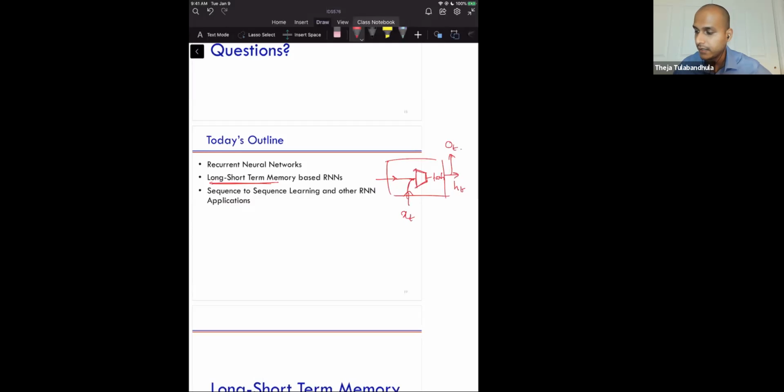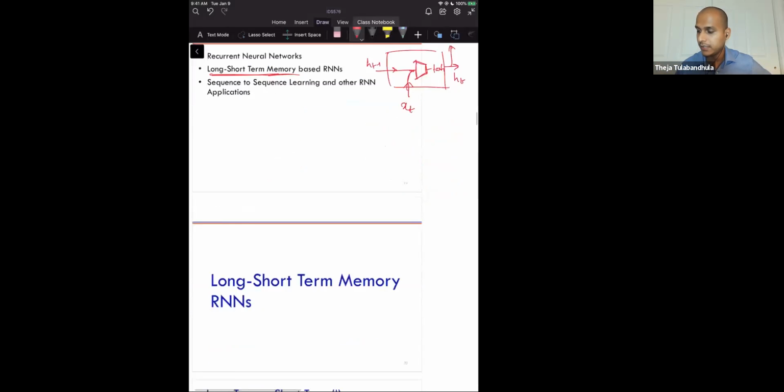So X_t, this is h_{t-1}. This is an example of an RNN block itself, but we have a more, I guess, empirically successful block. It's the LSTM. There are many other blocks also. I'm going to briefly mention it towards the end. So let's talk about LSTM.